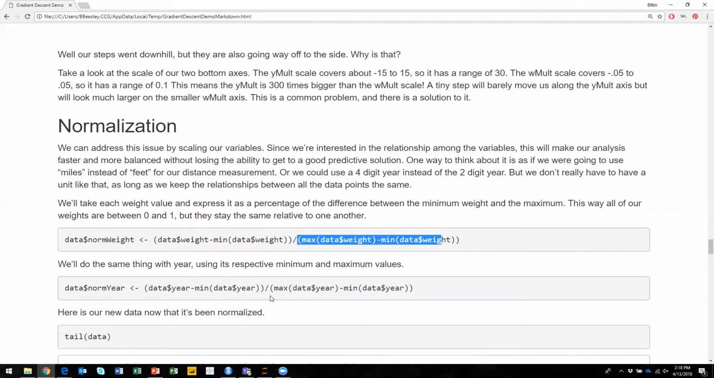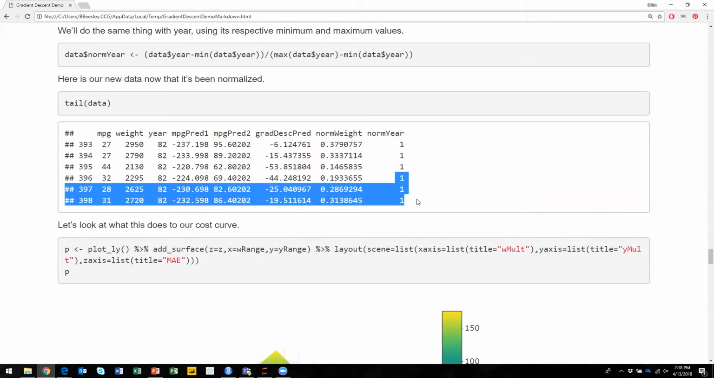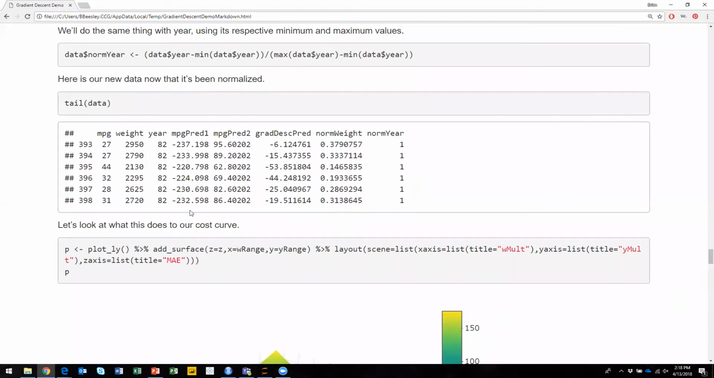Okay, so we're just going to transform it. We're going to rescale everything, both for the weights and for the years. So now all of our values are between 0 and 1. All right, and this is what it looks like. So this weight of 2950 got translated to a weight of 0.37, and this weight of 2130 got translated to this weight. We're looking at the end of the data set, so all of the years are 82, which is our latest year, so those are all going to be a 1.